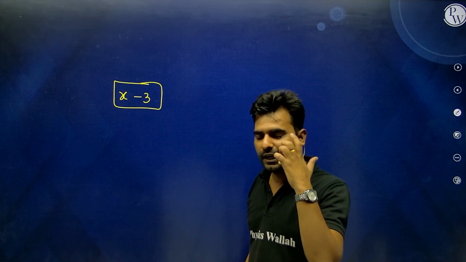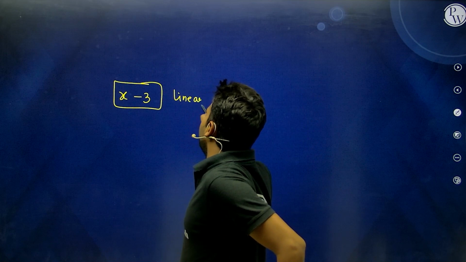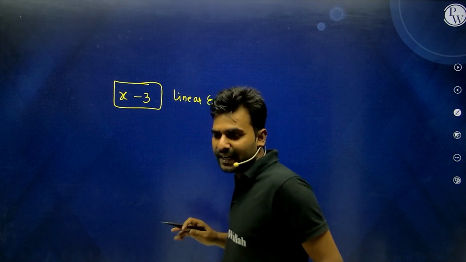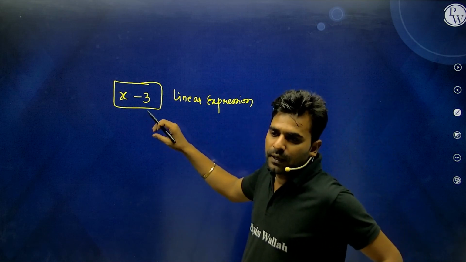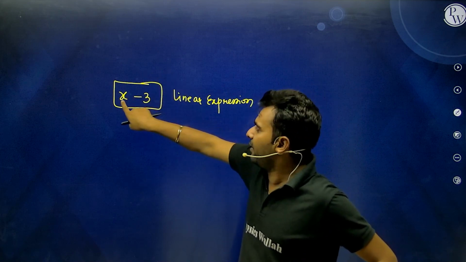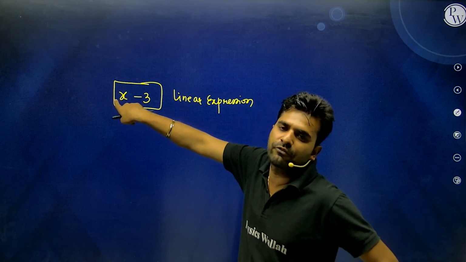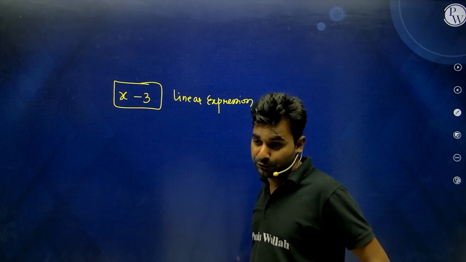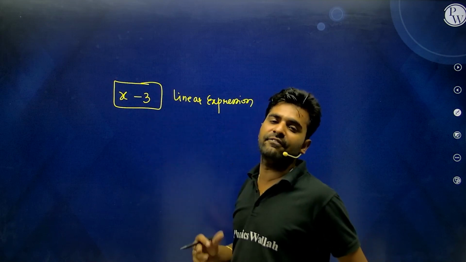Yes. So this is a linear expression. A linear expression possesses a very beautiful property. And what's that? That they change their sign. Let's say if you put a value of x greater than 3, this expression is going to give you a positive value. And if you put a value less than 3, this expression is going to give you a negative value. So around 3, the sign of this expression changes. This happens for each and every linear expression.